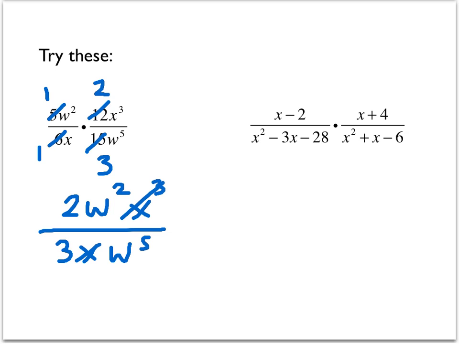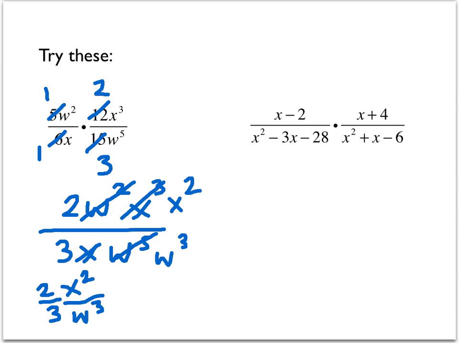Now I can reduce that a little bit further with my x's. This x will cancel out, so I'm going to have x squared up here, I believe. And this w squared will cancel out. I'll have w to the 3rd. So my final answer will be 2/3. In the numerator, all I'm going to have left is x squared. And in the denominator, w to the 3rd.